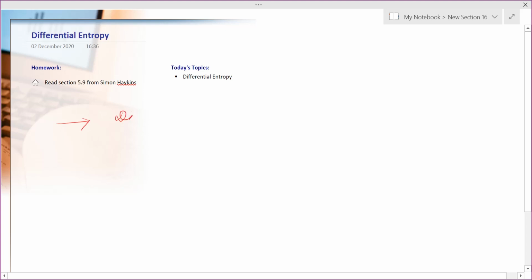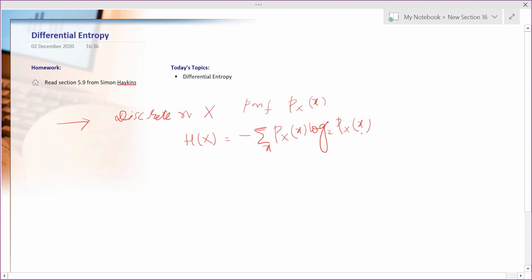So you have a discrete random variable x with some probability mass function px of x, and you define h of x as minus summation over all x px of x log to the base 2 px of x. Now if x, rather than being discrete, is a continuous valued random variable, how can we define entropy?